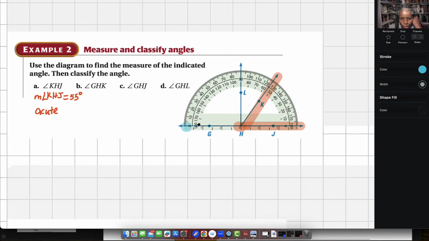The next angle we're looking at is GHK, and that's this one here. When I'm looking at this, I can see that it's obtuse, so I'm going to go ahead and write that down first. We've got an obtuse angle, and now we've got to measure it. Looking carefully, we see that we're starting at 0, so I'm going to count out here. Obtuse is going to be greater than 90 degrees, so it makes perfect sense that the measure of that angle is going to be 125.